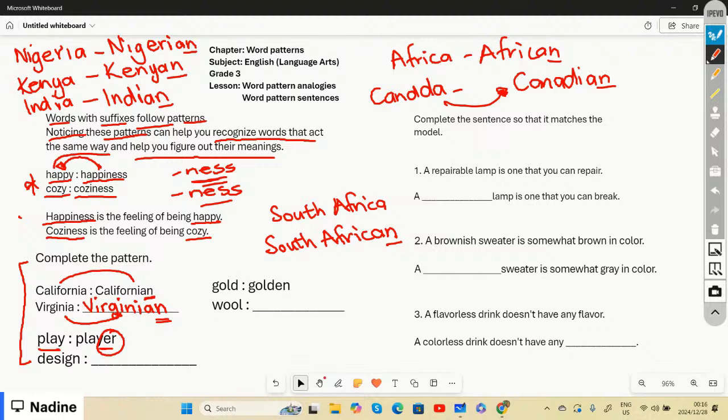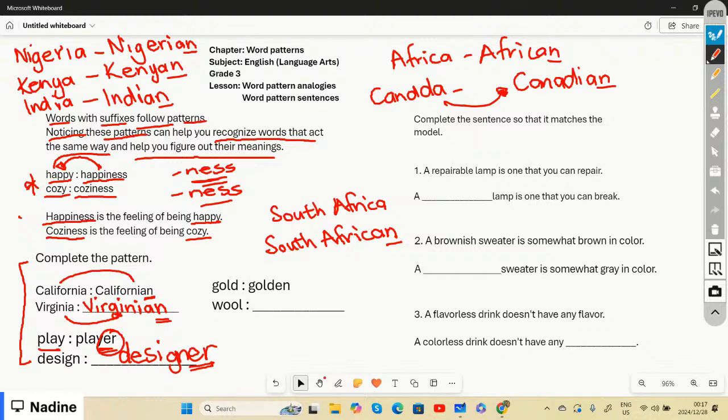Yes, so if you design things, you design clothes, you design whatever things, right? Then that makes you a designer. Well done. It makes you a designer. And as you can see, the pattern that we followed, right, is the suffix er that we just followed, right? Well done. All right, look at the last one.